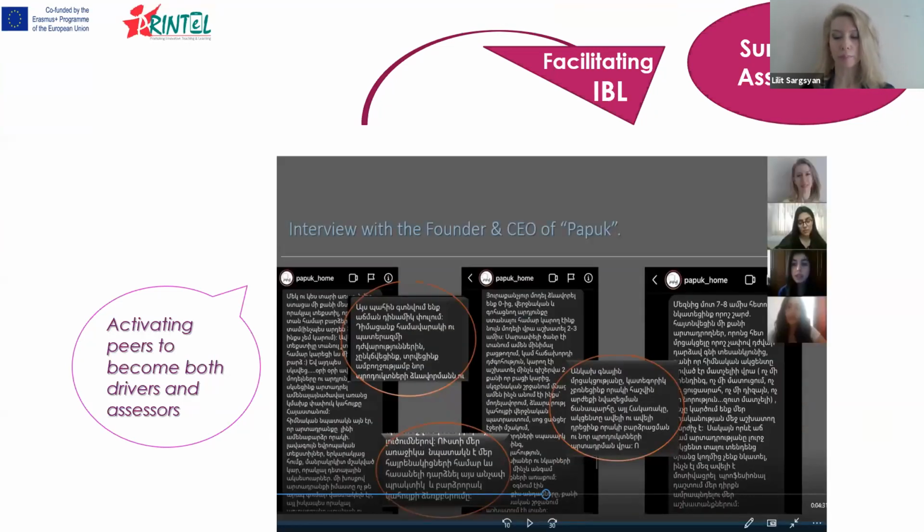In this picture, we can see Anaid, Mary, and Lucy elaborating on the pitfalls of a struggling local startup called Papuk. In this way, I think this process of assessment is directly connected with the process of constant learning. Next slide, please.